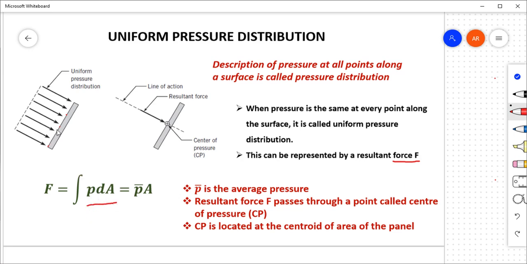pressure is acting. And this resultant force F passes through a single point, and this particular point is known as center of pressure. And please keep in mind that the pressure will always act on a surface, whereas force will act on a particular point.